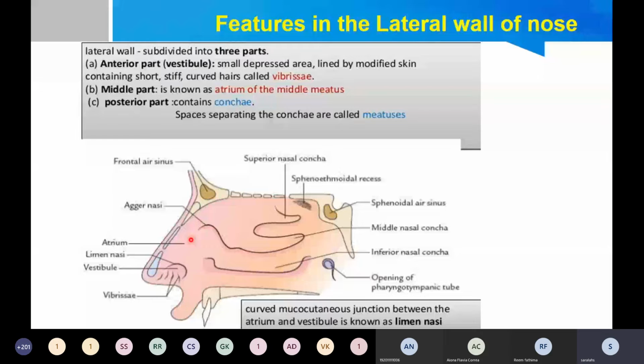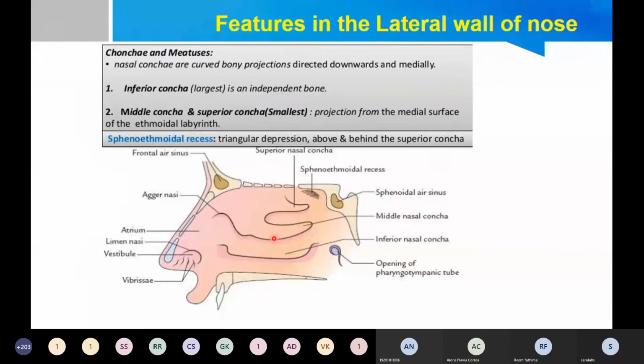So this is the atrium, that is the wide space in the middle of the lateral wall of the nose. Then coming to the posterior part, it is very important. It is the one which contains the concha and the meatus. We'll take up the posterior part in detail. I already mentioned the posterior part is represented by 3 shelf-like projections. Those are called the concha. That is superior concha, middle concha, and the inferior concha.